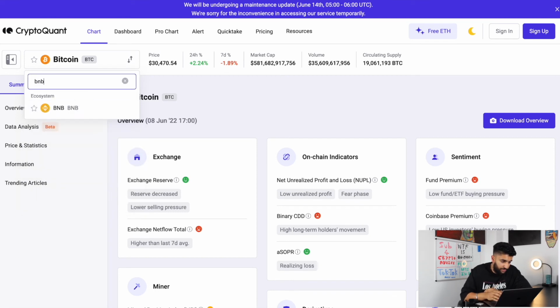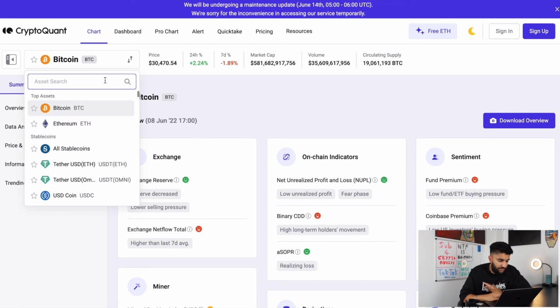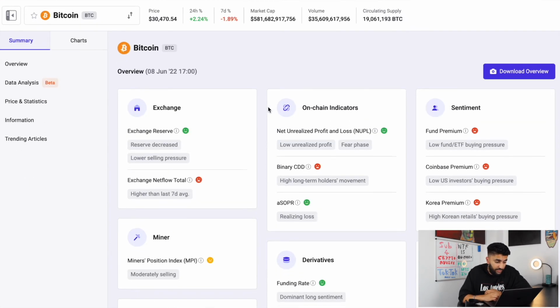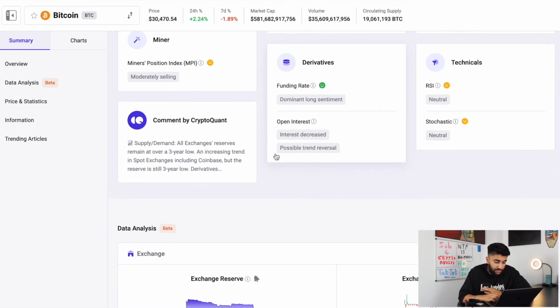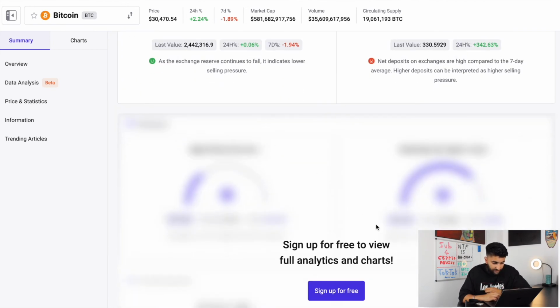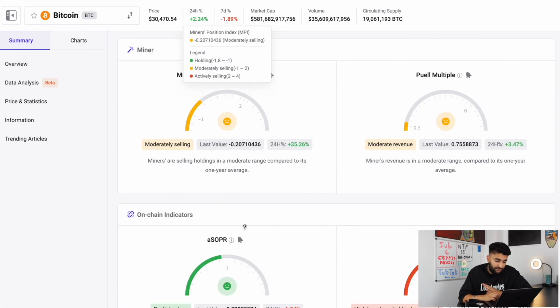So if you want, you can search BNB, you can search Doge, you can search almost every coin on here, but we're going to keep it to Bitcoin for now. Looking at this page, there's a lot we can take in here, which I'm not going to cover all of it. We've got exchange, on-chain indicators, sentiment, miner, derivatives, technicals. There's a lot going on, and then we've got data analysis here, and I need to sign in. Okay, so I've signed in, and now, as I said, we've got more.